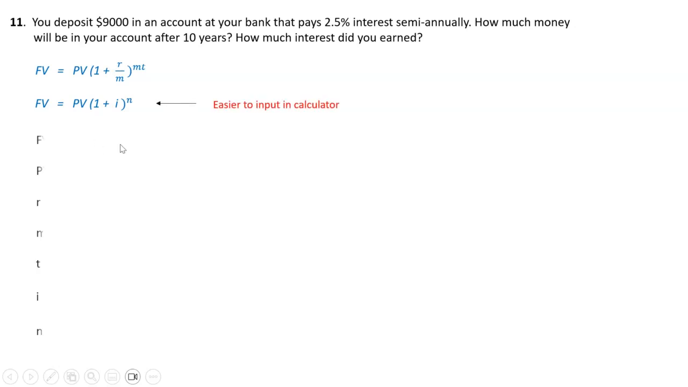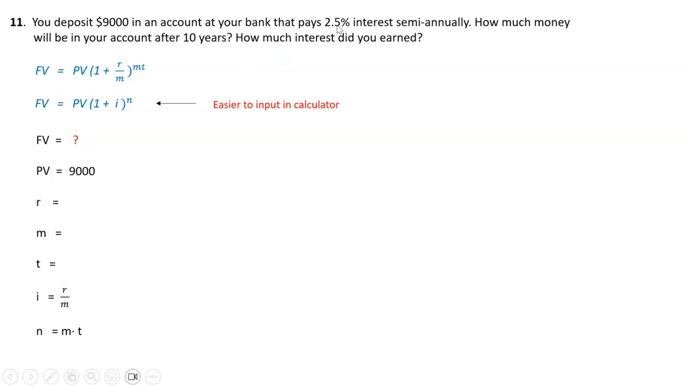So there's 7 things that you have to find. There's 1, 2, 3, 4, 5, 6, 7. So let's see what we're looking for here. How much money will be in your account after 10 years? So we're looking for the future value. So the present value will be 9,000.